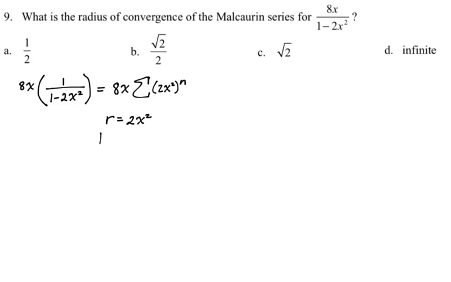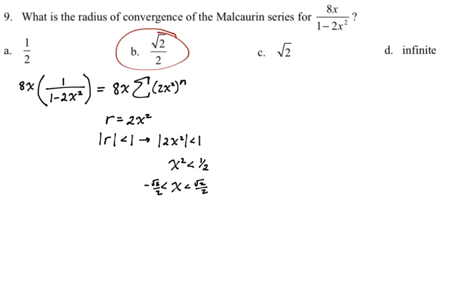And for this to converge, I need the absolute value of r to be less than 1, which means I need the absolute value of 2x squared to be less than 1. x squared is always positive, so you can drop the absolute value. Just x squared has to be less than 1/2. And then if I square root both sides, I get the absolute value of x is less than square root of 2 over 2. Or you could break it out: negative root 2 over 2 less than x less than root 2 over 2. But the radius is definitely root 2 over 2 because the center is 0 and you can go root 2 over 2 in either direction. So that is our radius.